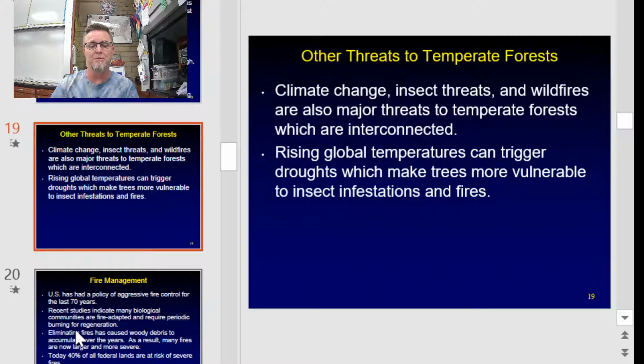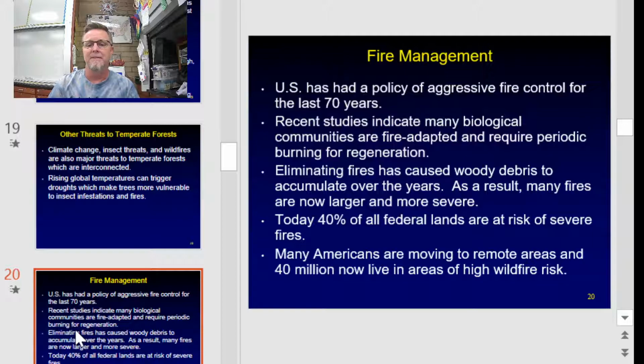As global temperatures begin to rise, it can trigger droughts, make the trees more susceptible to insect infestation and even fire. That brings us to the idea of fire management. The U.S. has had a policy of aggressive fire control for really the past 70 years. And while it's protected human life, economics, structures, things like that, I think what we're starting to see now is the negative ramifications of such a practice in forests.